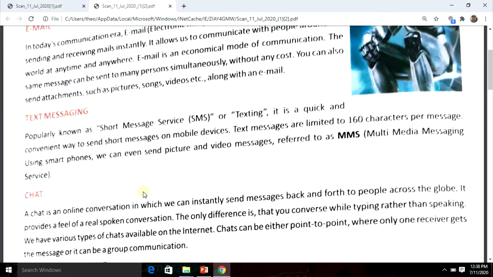The next one is text messaging. It is also known as SMS, short message service. And after that, one more messaging service is MMS, multimedia messaging service. In text messaging, we can send a limit of 160 characters per message, and we use a smartphone.